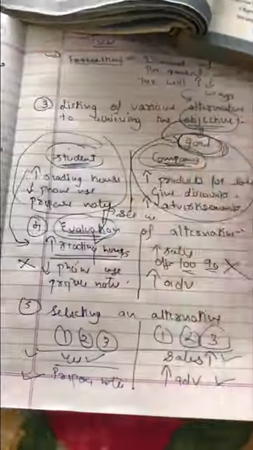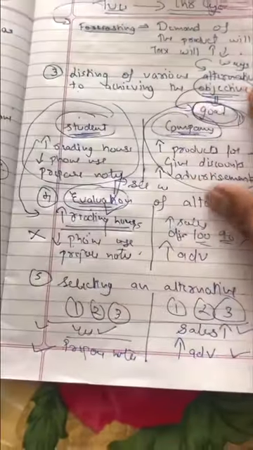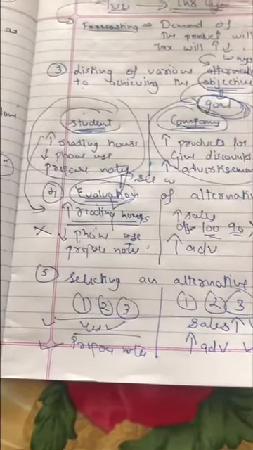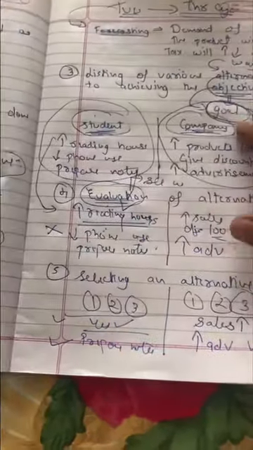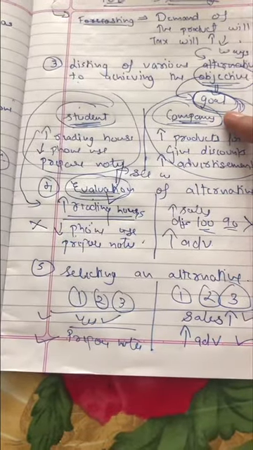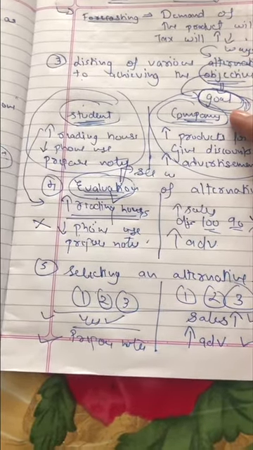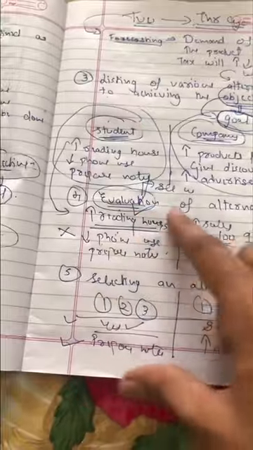So, getting an understanding of what we have done in these 3 steps. Third one, listing of various alternatives to achieve the objective. You have to achieve the goal. As a student, you want to achieve 70% marks. As a company, you want to achieve 1 crore of profit. Is it possible or not? Right or wrong?